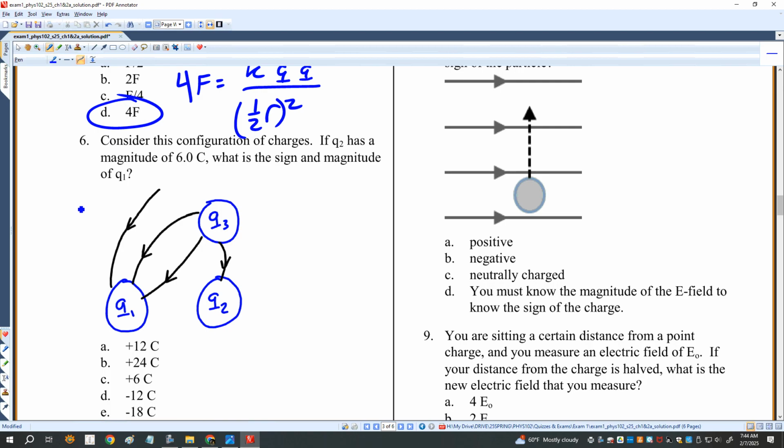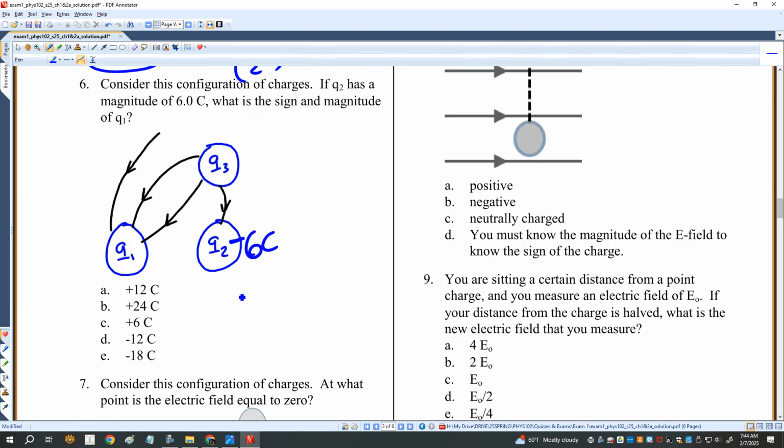Q2 has a magnitude of 6 coulombs. It's actually -6. I want to know the sign and magnitude of Q1. Well, Q1 is negative. I also see that there are 3 field lines here, but only one field line there. That means each field line corresponds to a magnitude of charge of 6 coulombs, which gives -18 coulombs. By the way, this would also be 18, but it would be plus 18. That's how those charges lay out.